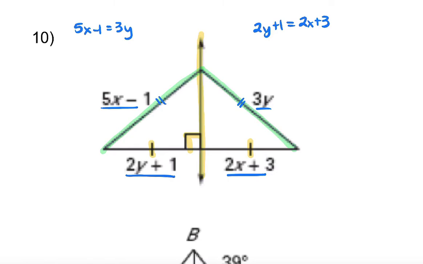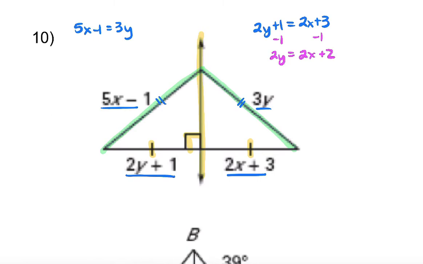I don't like the looks of the 5x minus 1 equals 3y. If I were to divide by 3 to get y alone, we would get really gross numbers. So what I'm going to do is I'm going to use the equation on the right, and I'm going to solve for y. So I'm subtracting 1, which will give me 2y equals 2x plus 2.